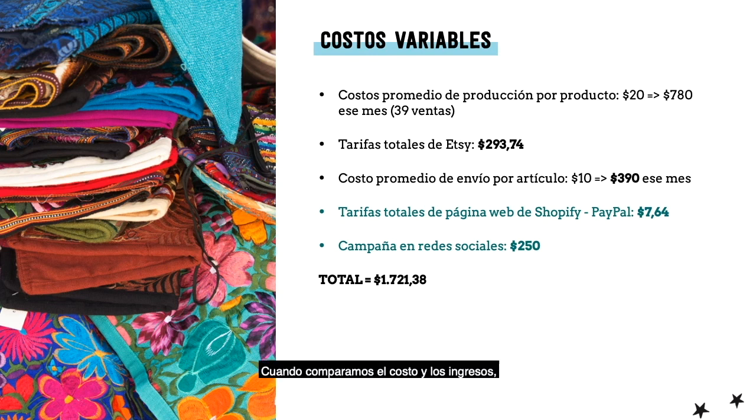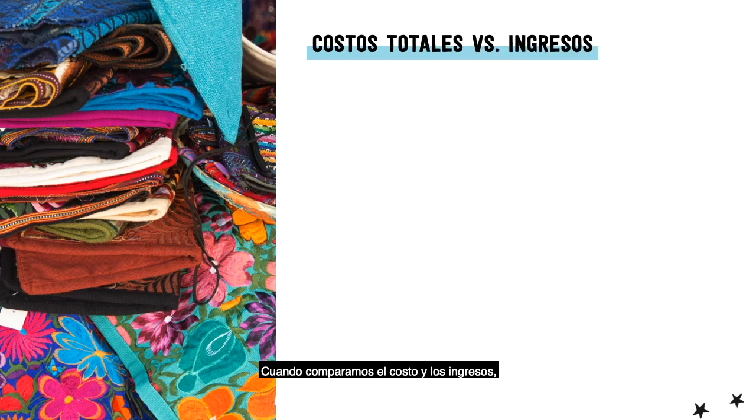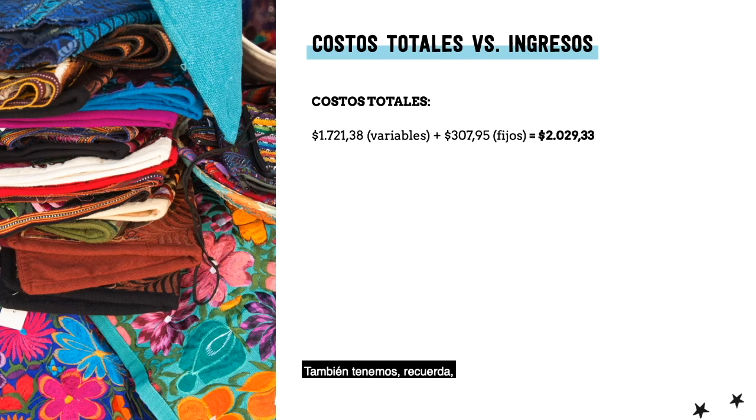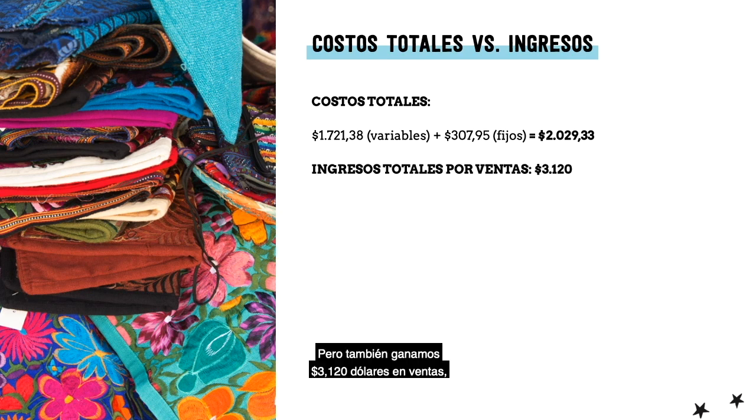$1,721.38. So when we compare the cost and the revenue, we have $1,721.38 in variable cost. We also have, remember, $307.95 in fixed cost that month, which means that in total we have $2,029.33 in cost to pay this month, but we also made $3,120 in sales.